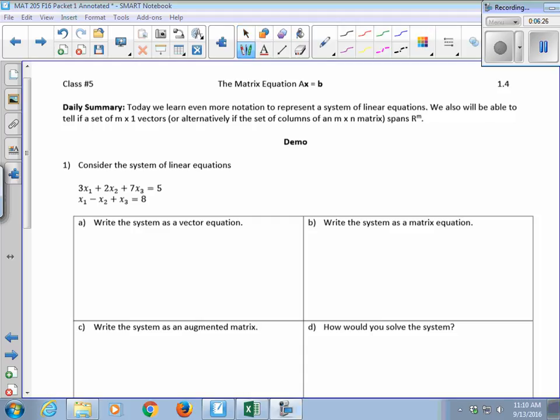Today we're going to learn even more notation, which we were already struggling through in the last activities. We're also going to be able to tell if a set of m by 1 vectors, or alternatively the set of columns of an m by n matrix, spans Rm. So we're going to be talking more about span. Several of you asked me to clarify span. We're going to talk about it again, and hopefully it'll get clearer each time we bring it up.